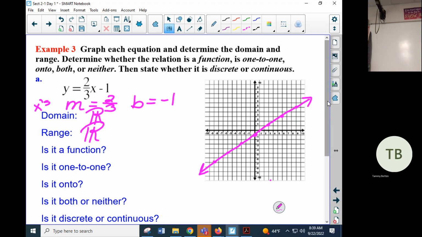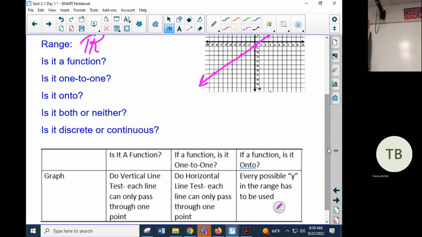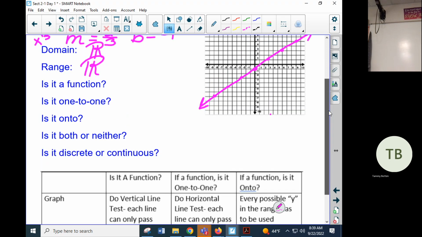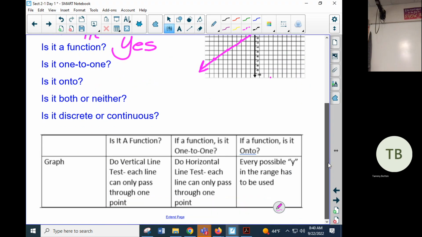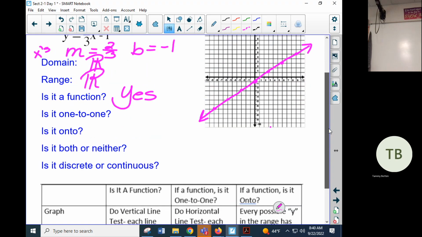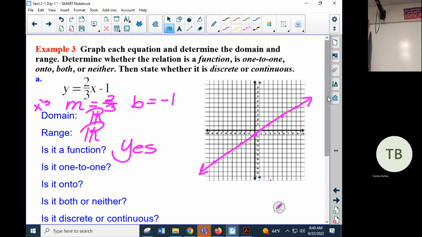Then, once you get to that point, you're going to use your cheat sheet again. To see if a graph is a function, you do the vertical line test. Any vertical line is going to cross in just one point. So yes, it is a function. Is it 1-to-1? That's where you do the horizontal line test. If you did horizontal lines going across, that's also going to only hit at one point. So that's yes.